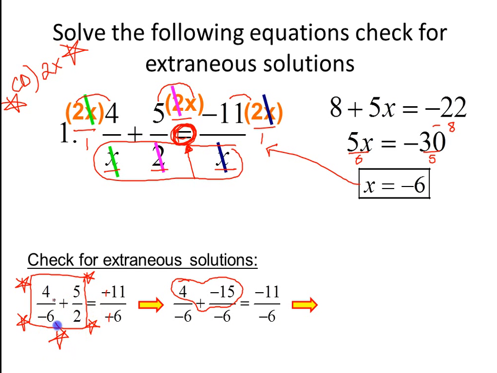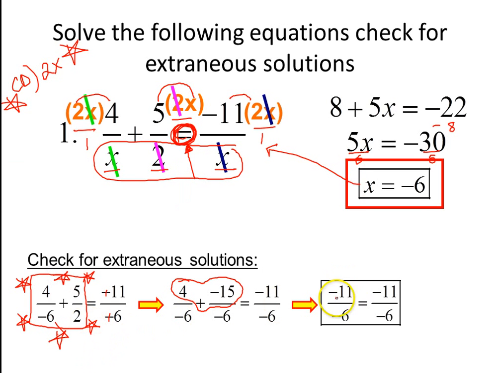Okay, hopefully by now you've typed this in. And what does it give you? 11 over 6. And again, do I need these negatives out here? No, because what's a negative over a negative? A positive. So it works, so our answer is -6.